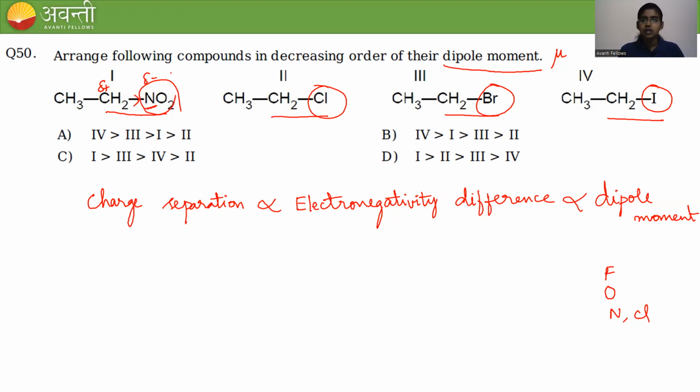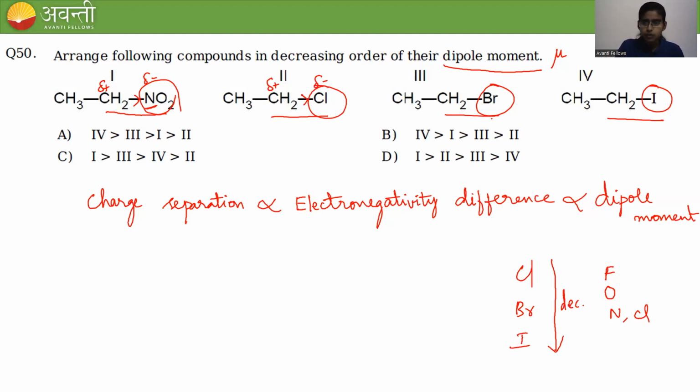Got it? Now coming to chlorine, bromine and iodine, we know that electronegativity decreases on moving down the group. So who has the highest electronegativity value? Chlorine. So the carbon-chlorine bond is more polarized. So delta plus and delta minus. The bond is more polarized because of the larger electronegativity difference between carbon and chlorine. Charge separation is more, so dipole moment is more.